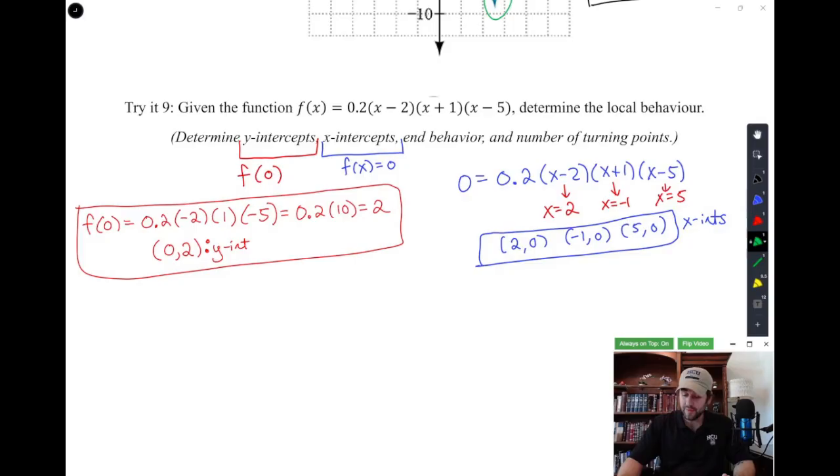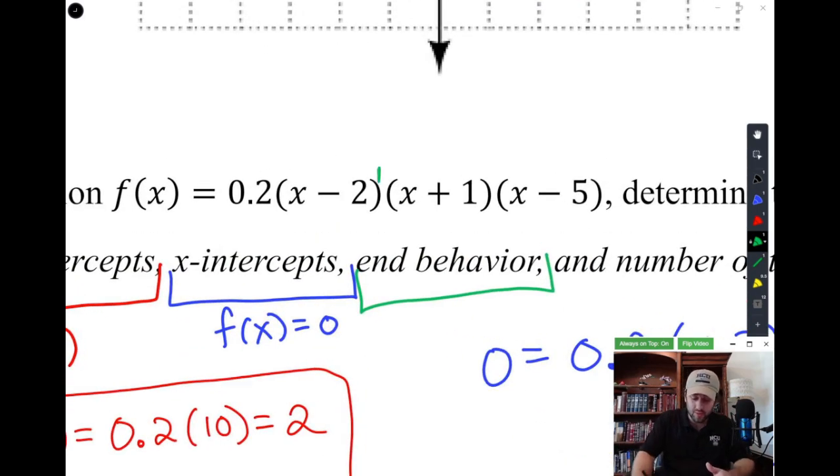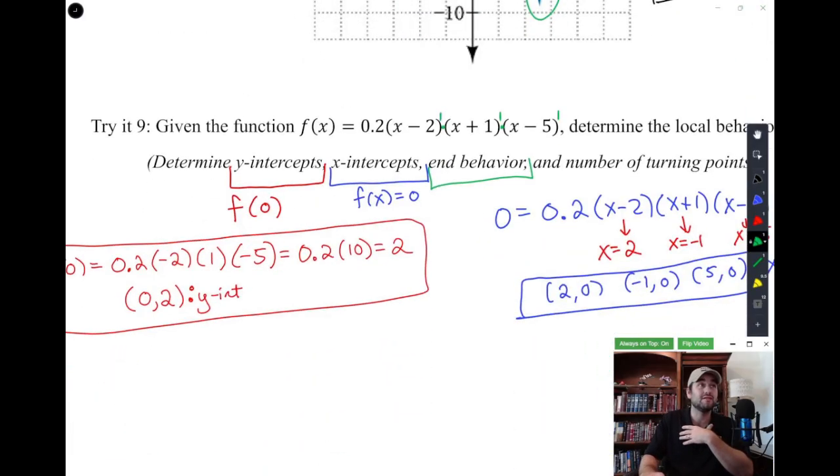Next, they ask us for end behavior. Make this green. And for end behavior, I'm going to look up at the function, and I'm just going to look at what the degree of the function is. And this one's a little tougher to see because I don't want to necessarily FOIL it all out and get one long polynomial. I just want to look at the power associated with each x value. And so even though it was invisible, there's technically a power of 1 up there. So each x value has a power of 1, and how many x's are there multiplied by each other? There's 3 x's multiplied by each other.